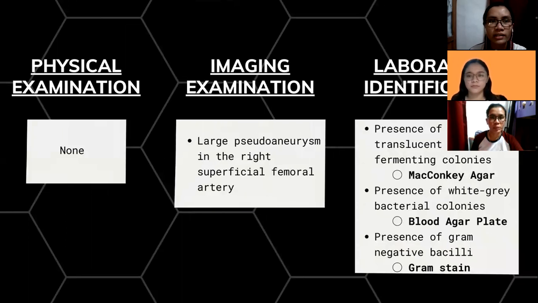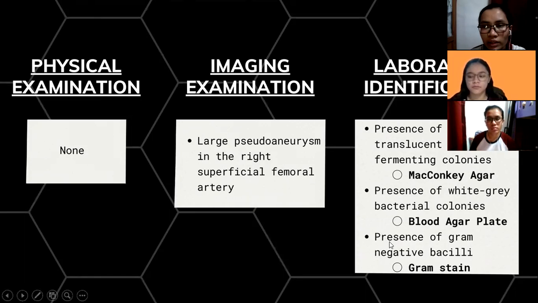For physical examination, there is nothing stated in the case study. For imaging examination, presence of a large pseudoaneurysm in the right superficial femoral artery. And lastly, for the laboratory identification: presence of gray semi-translucent non-lactose fermenting colonies growing on MacConkey agar, presence of white-gray bacterial colonies growing on blood agar plate, and presence of gram-negative bacilli using gram staining. Next.